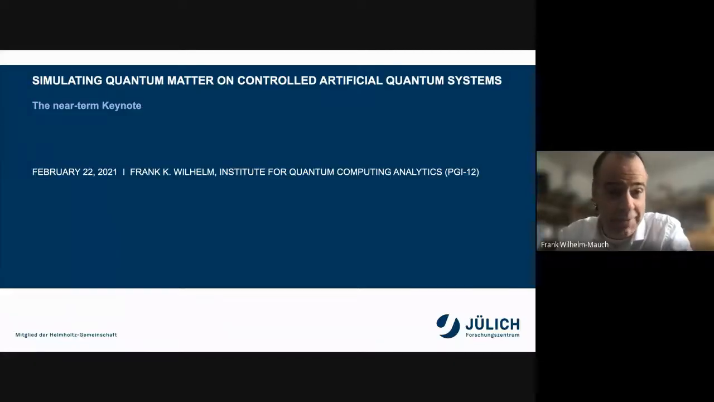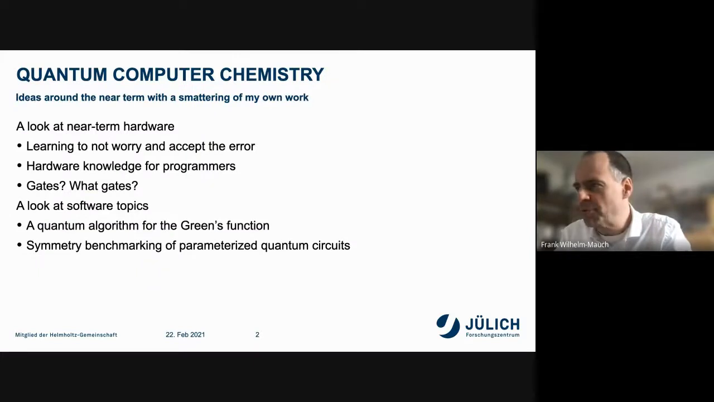I certainly have made contributions to the topic of the workshop, but not a whole lot recently. So when I started to prepare the talk, I was really wondering, what should I talk about? My idea then was to talk a little bit about what from hardware should programmers actually know, and to give some introduction to some concepts of specifically NISQ, because this was supposed to be the near-term keynote.